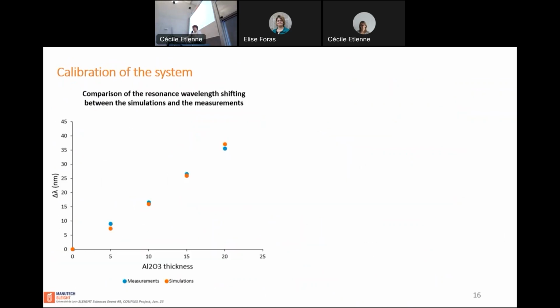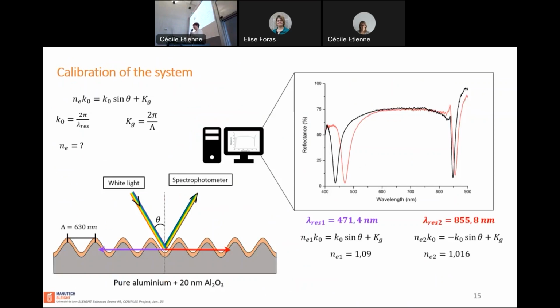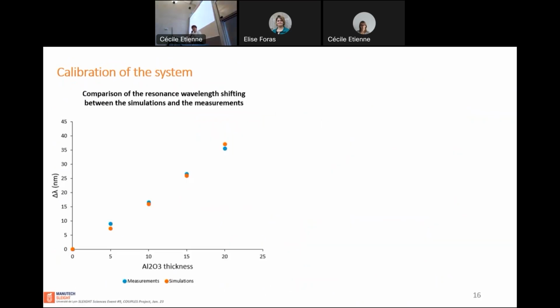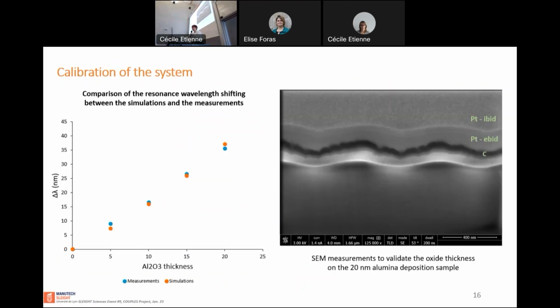Then a comparison of the resonance wavelength shifting between the simulation and the measurements has been done. So in orange, it's the resonance wavelength shifting for the first plasmonic resonance, the first one, not the second one, for the simulation. And the blue one corresponds to the measurements. So as we can observe, there's a good correlation between the measurements and the simulation.